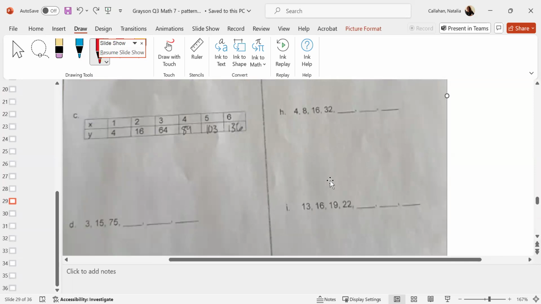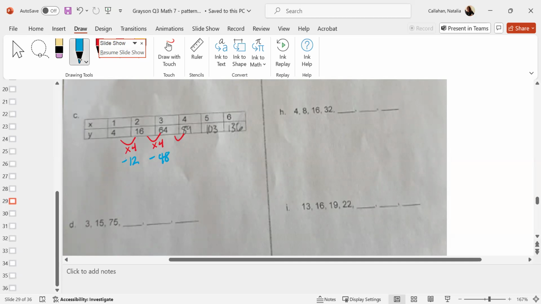Okay. For C, how are you getting from 4 to 16? From 4 to 16, subtract 4 from 16, which is 12. 64 minus 16 is 48. Hold on a second. 64 minus 16 is what? 48. I think you need to times it by 4. It's a multiplication, it's times by 4.